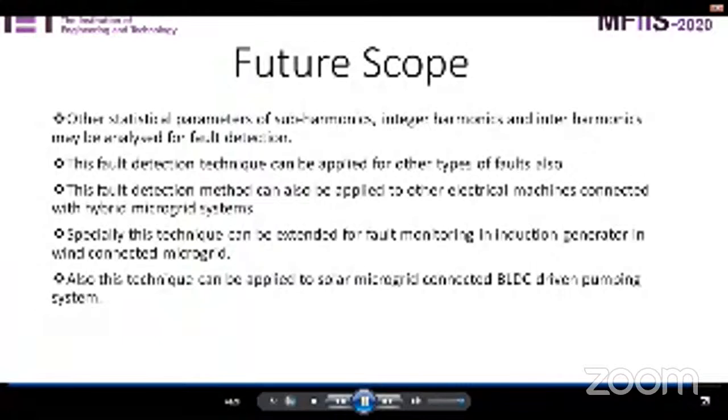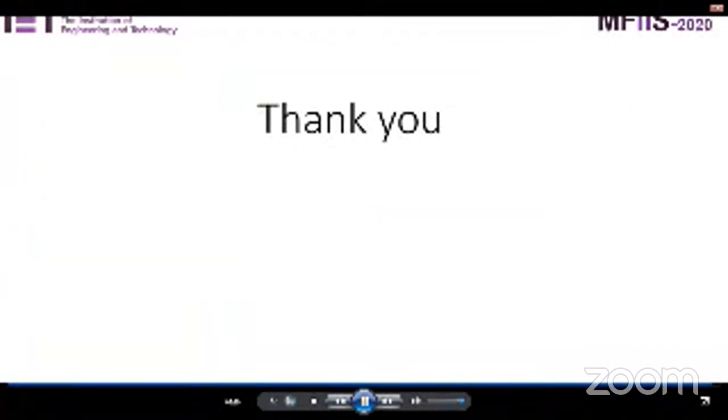Especially this technique can be extended for fault monitoring in the induction generator in wind connected microgrid. Also this technique can be applied to solar microgrid connected BLDC driven pumping system. Thank you for listening to my presentation.